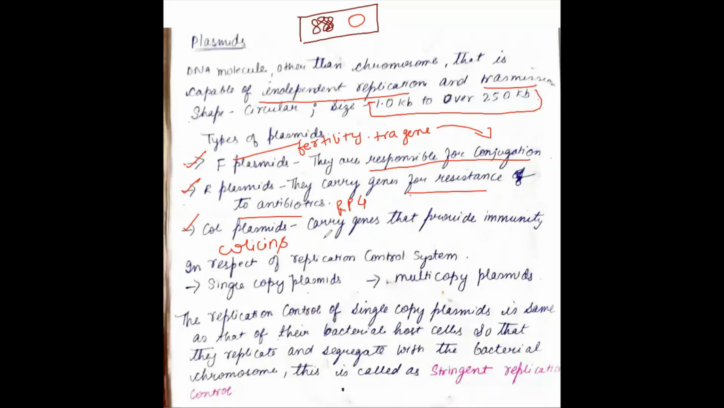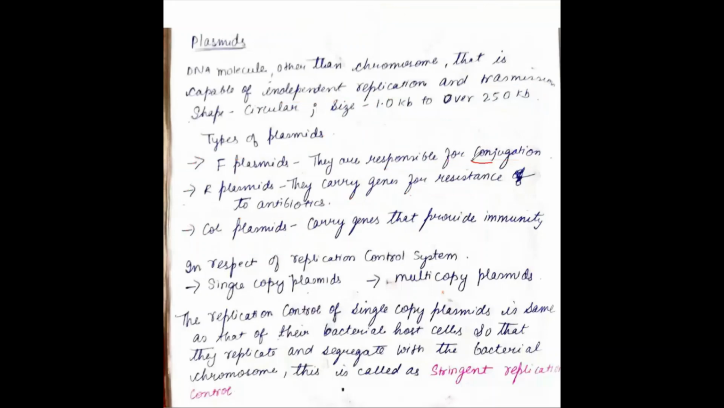Now you can also differentiate them on the basis of one of the most important points, that is conjugation. When you talk about conjugation, they are differentiated as conjugative or transmissible, and non-conjugative. Conjugative means they mediate DNA transfer through conjugation. Non-conjugative means they do not mediate DNA transfer through conjugation. Very easy.